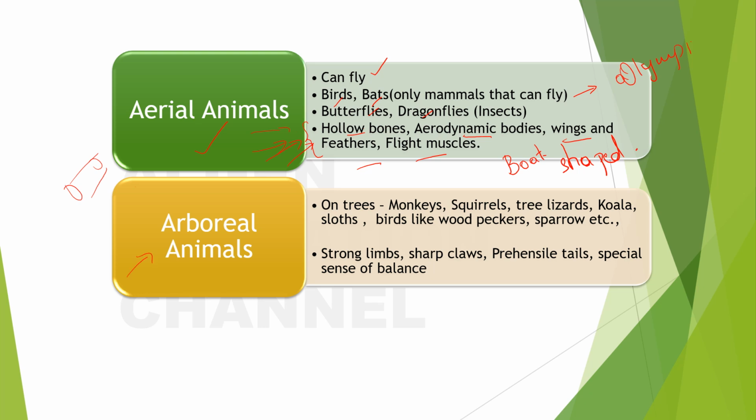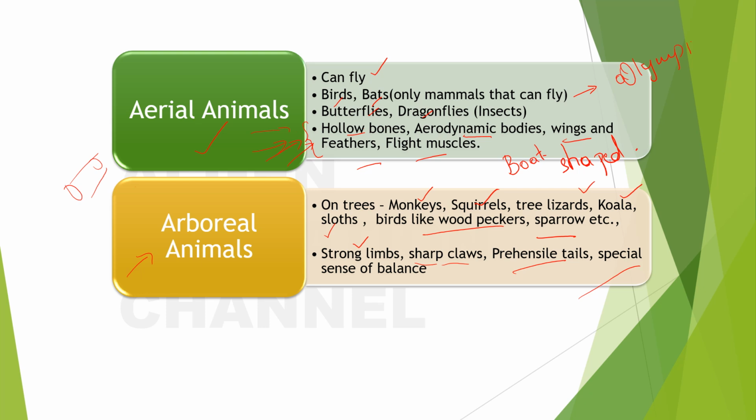Now arboreal animals. Arboreal animals are the animals that live on trees. Not live, they just move on trees. What are those? Like monkeys, squirrels, tree lizards, koalas, sloths, birds like woodpecker, sparrow, etc. So what are the adaptations? Strong limbs. You see them jumping from branch to branch, tree to tree, right? To do that, they need strong limbs and sharp claws. Why do they need sharp claws? So that they can hold the branches. And prehensile tails, so that they can hang with their tail.